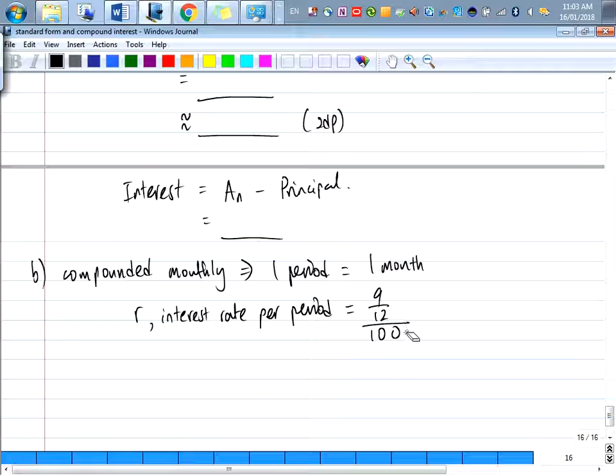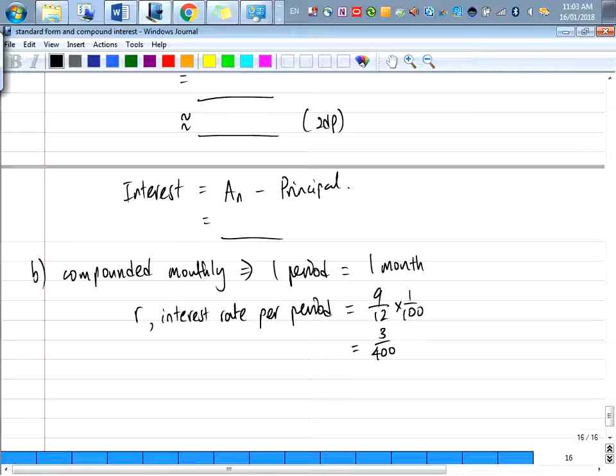I can rewrite it in another way. Times 1 over 100. They are the same thing, isn't it? But this is much clearer. Okay? This is my interest rate per period right now. I can do a little bit of simplification. This will be 3 over 400, right?